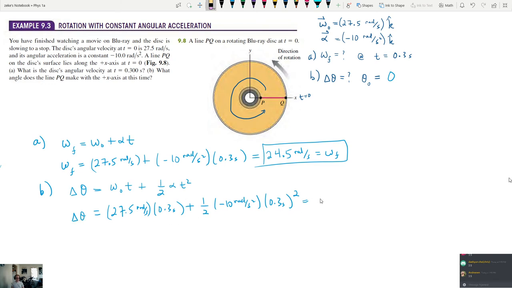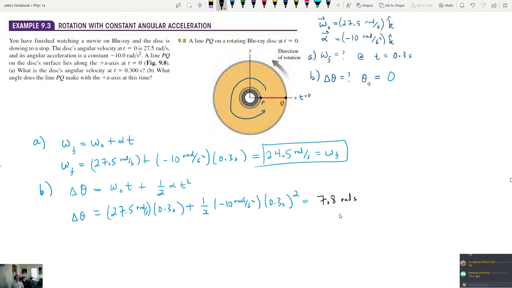Anyone calculate what this is equal to? I don't think I can do this calculation in my head. The second part is 0.03 times 10, which is 0.3 divided by 2. 7.8 is your answer. Okay. So we get 7.8. And if we check our units here, it's going to be radians, right? Now, how many revolutions is that?